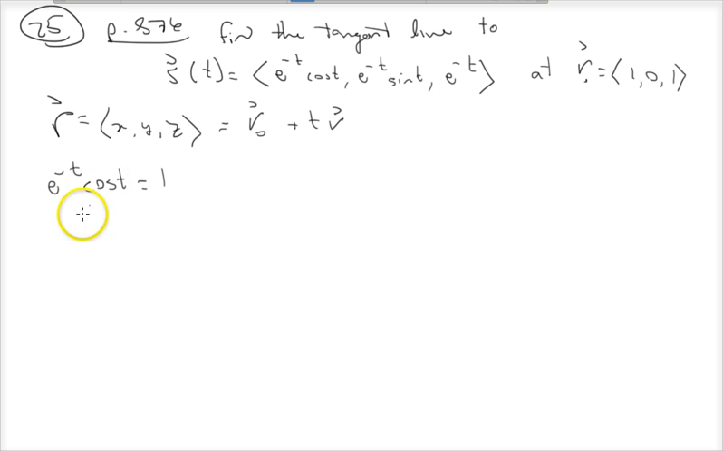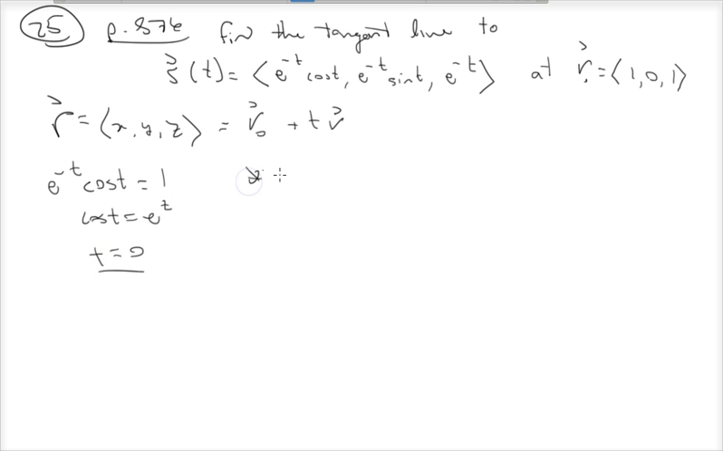So we have to ask, so we can move this e to the negative t over, and we'll get cosine of t is equal to e to the t. Now, when are cosine and e the same? Well, when t is 0, e to the t is 1, and when t is 0, cosine is 1. So we can say they're equal when t is 0.